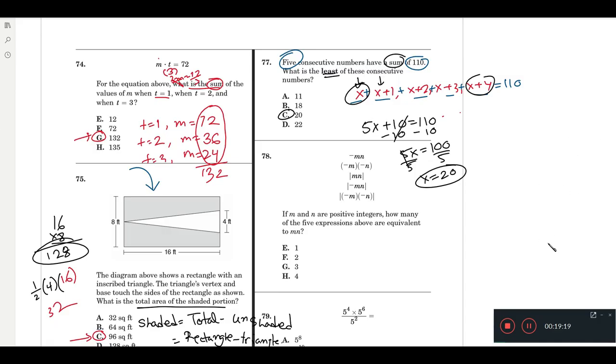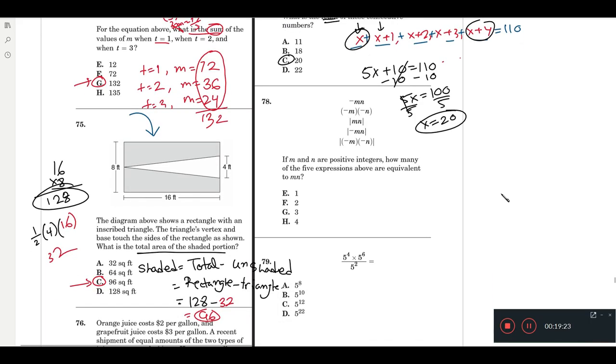Alright, any other question, anyone else? Beautiful, good job, Jason. You're doing a great job. I see your attention is remarkably improved. It has. Okay, now 78.